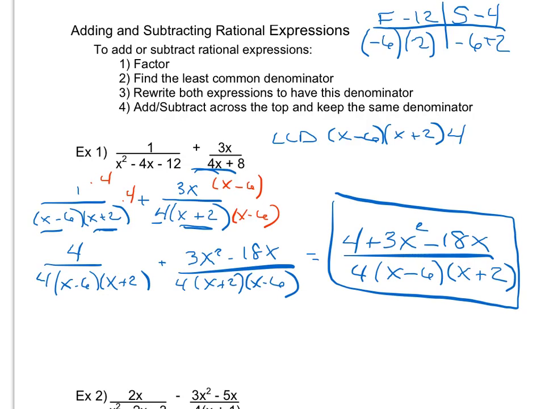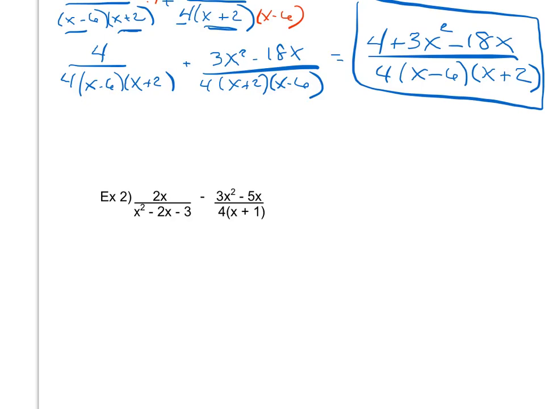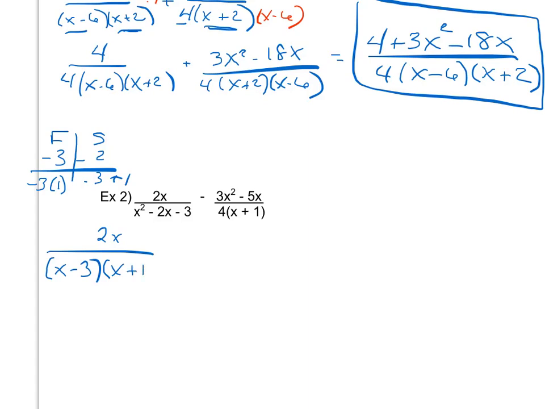Looking at example 2. First thing I'm going to do in example 2 is I'm going to go ahead and factor. I'm going to go ahead and leave the 2x. And when I look here, I notice I have a trinomial with a coefficient of 1 on my quadratic term. So I am going to look for two things that multiply to give you negative 3 and add to be negative 2. Well, how about negative 3 times 1 and negative 3 plus 1? It looks like that works. So I'm going to have 2x over x minus 3 and x plus 1.